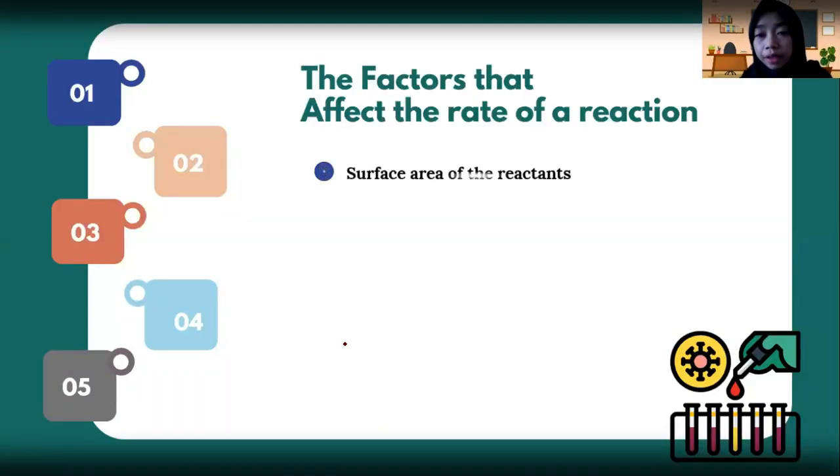So the factors that affect the rate of the reaction, the first one is the surface area. The surface area of the reactant can be explained in another meeting, which is in a laboratory activity. And then the concentration of the reactant and gas pressure. The concentration, the rate of the chemical reaction will increase if the concentration of the reactant is increased too, because there are more particles per unit volume.